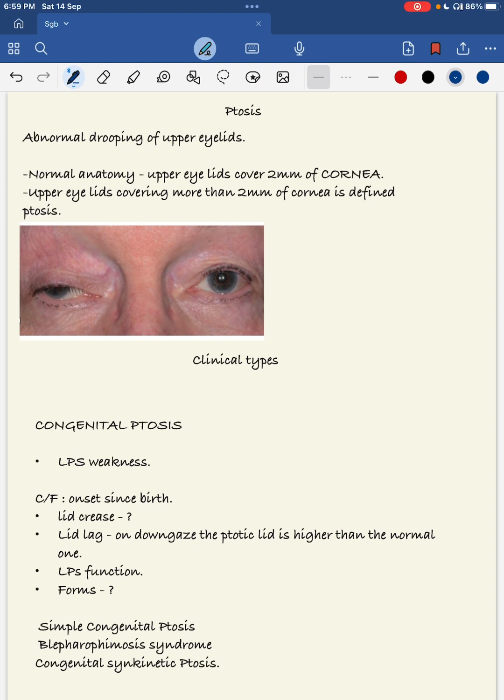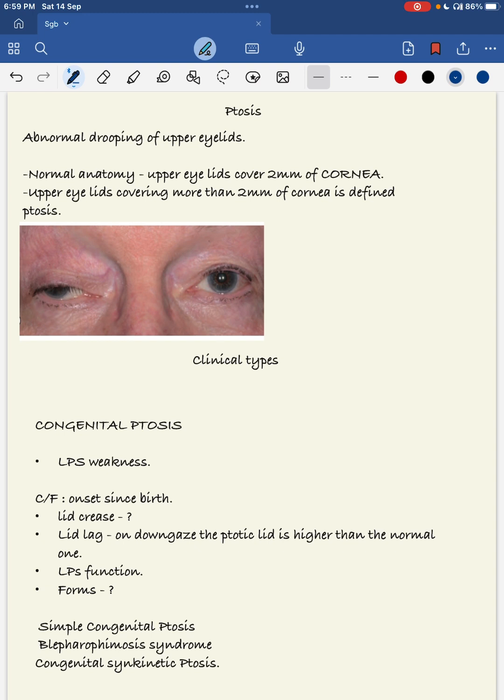Let's start with the definition. Its clinical types, etiological types, which is the reason for which ptosis is happening. Let's move on to then a clinical evaluation on how we'll approach ptosis and find out the etiology and then treatment aspect. Okay, let's start the discussion.